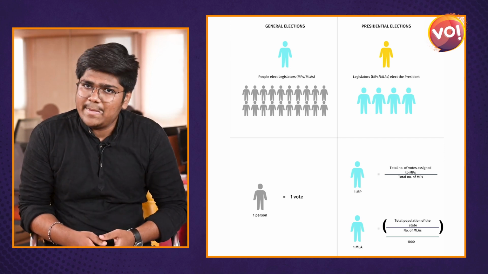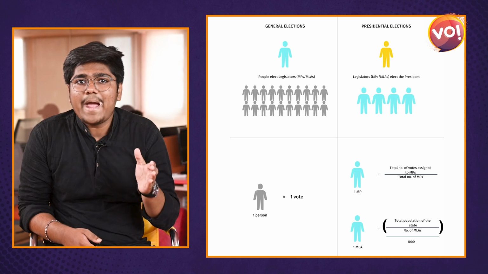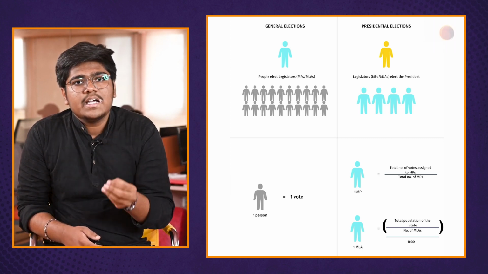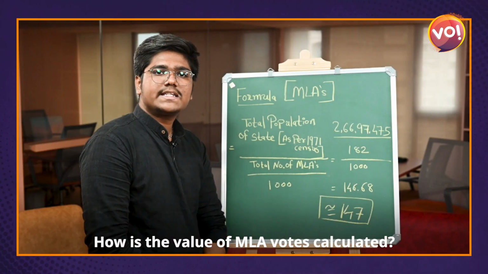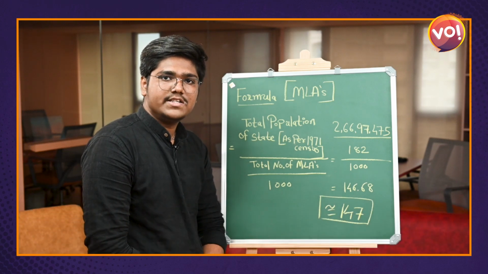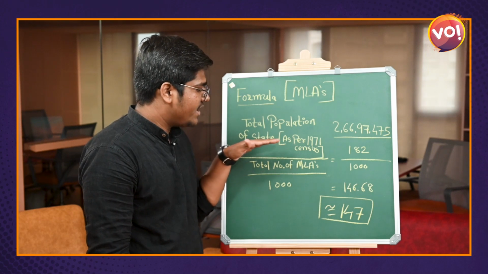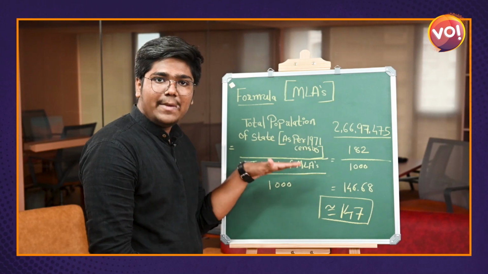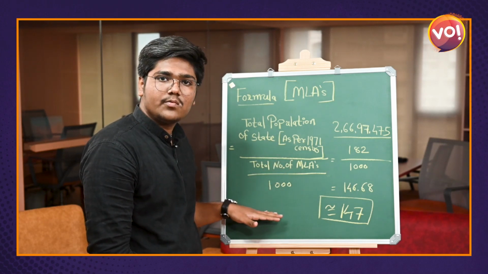Let's first take the MLAs. The vote value of the members of legislative assemblies depends on the particular state's population. Now here is a small math lesson for you. There is a formula to count the value of the vote of each MLA included in the electoral college. The formula is the total population of the state as per the 1971 census divided by the total number of MLAs of the state and then further divided by 1000.